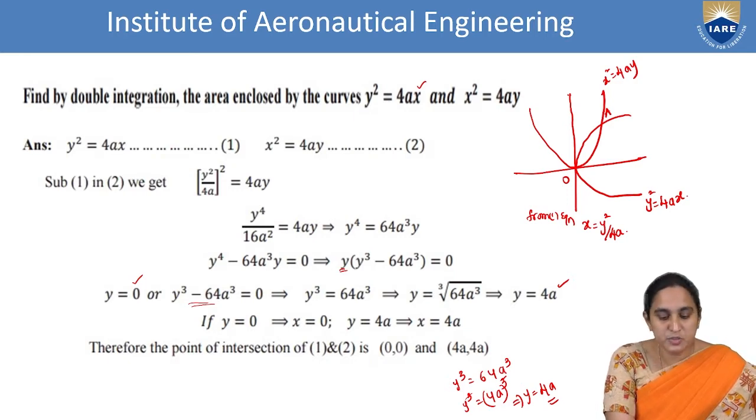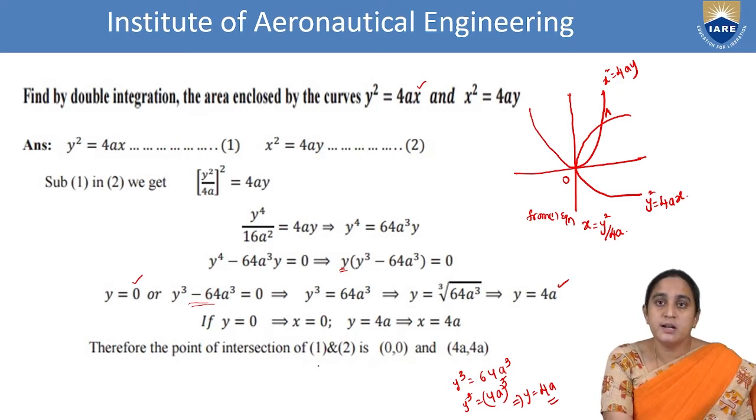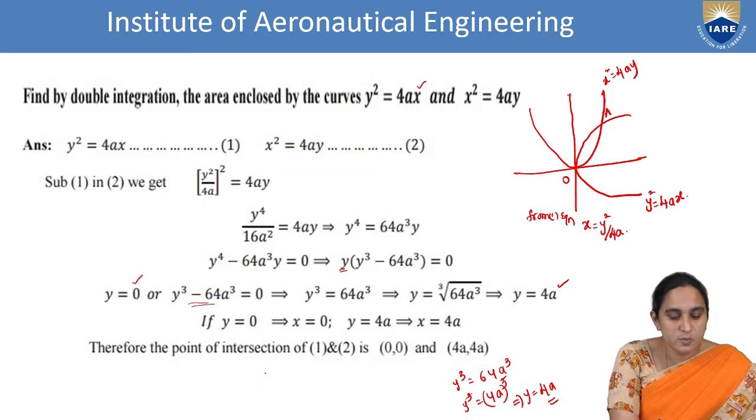Okay. Now I am substituting. If you know the y limits, we can easily find the x limits by using the first equation and second equation. What about if y is 0? Substitute either in the first equation or the second equation. I am substituting y is 0 in the first equation, that is y square is equal to 4ax.